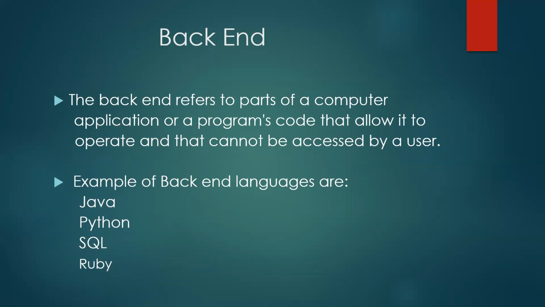The backend part refers to a computer application or program code that allows it to operate and that cannot be accessed by the user. As we saw in that picture, it is not accessed by the user, but in the backend we write the logic and program code, and how the application will behave is decided by the backend part. Examples of backend languages are very common languages: Java, Python, SQL, Ruby. Python, I think you people are also using.